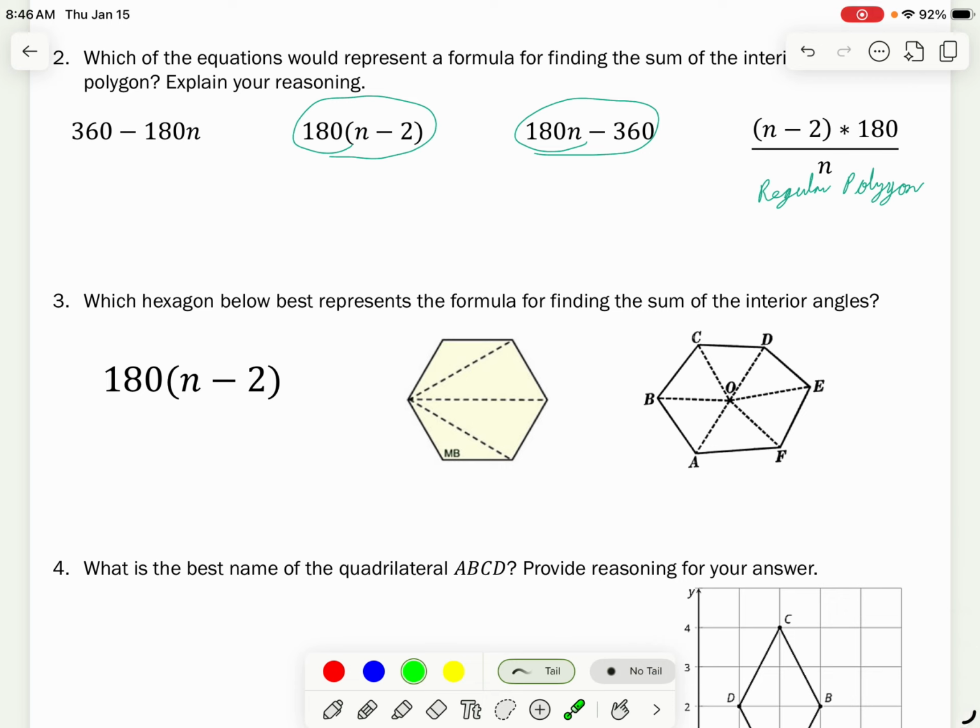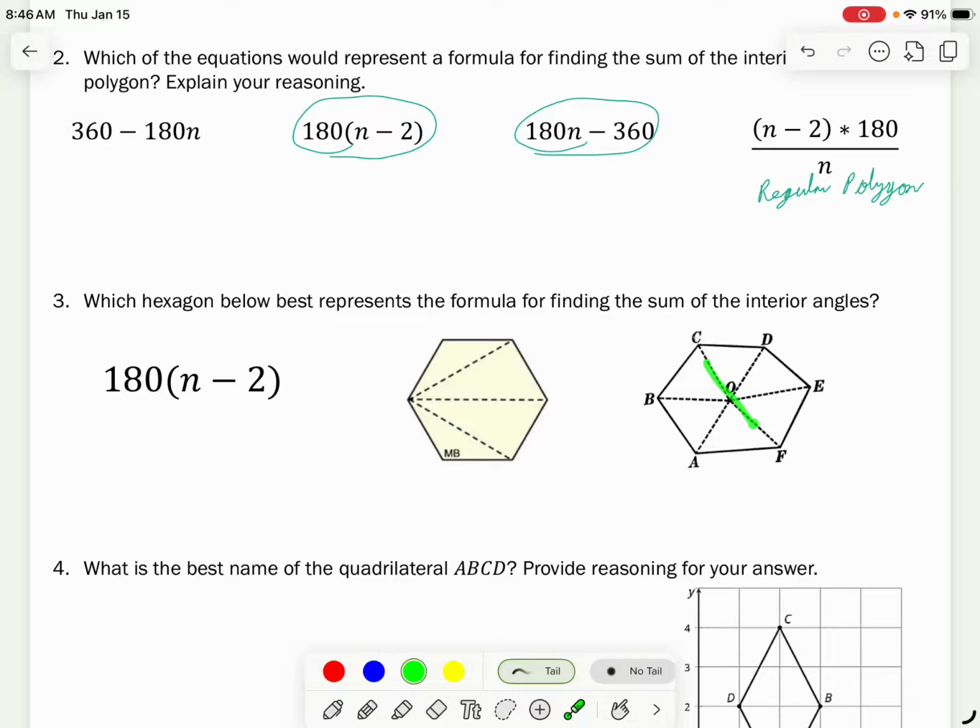All right. Which hexagon below represents the formula for finding the sum of the interior angles, or best represents it? Now, if I take a look, this is a hexagon, so how many triangles should it be broken into? If you thought of 4, you're correct. So if I look here, 1, 2, 3, 4. Perfect. This one breaks into 1, 2, 3, 4, 5, 6 triangles.